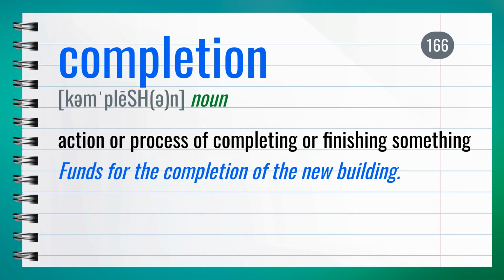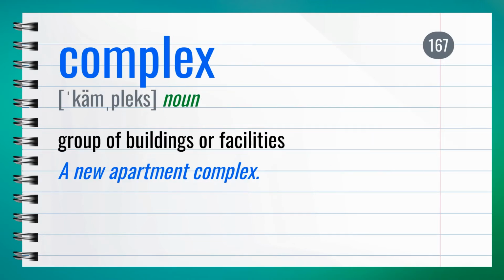Completion. Completion means action or process of completing or finishing something. For example, funds for the completion of the new building. Complex. Complex means group of buildings or facilities. For example, a new apartment complex.